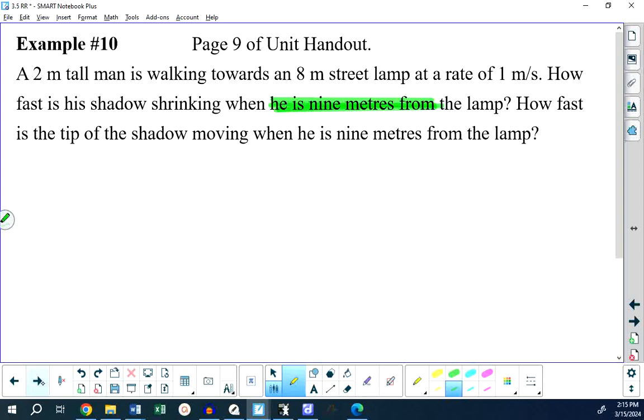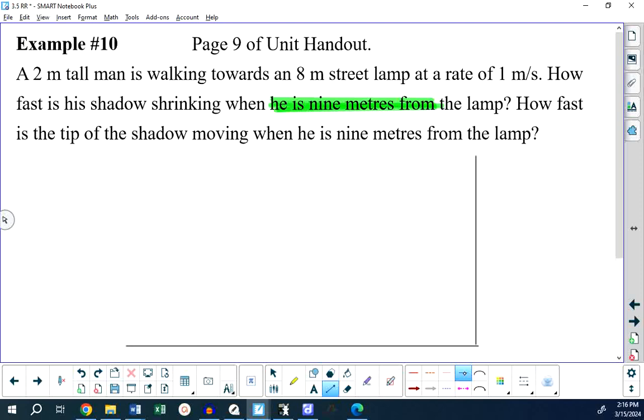We have an 8-meter tall man that's walking towards an 8-meter tall street lamp. Did I just say an 8-meter tall man? We have a 2-meter tall man walking towards an 8-meter tall street lamp. So if we draw a representation of this, this is the street lamp. This is the sidewalk or the pavement or the road. And you have a man who is 2 meters tall. Still pretty tall, certainly not 8 meters tall.